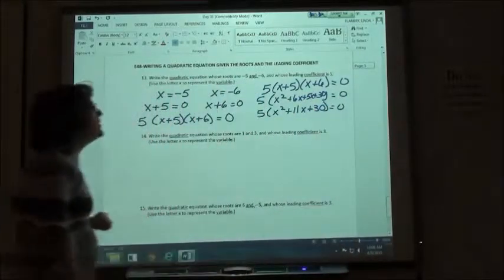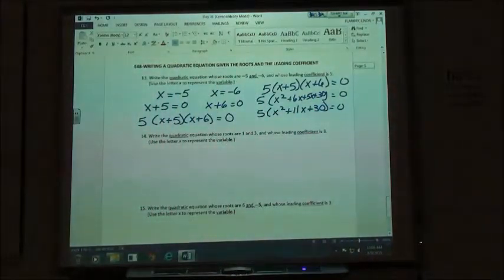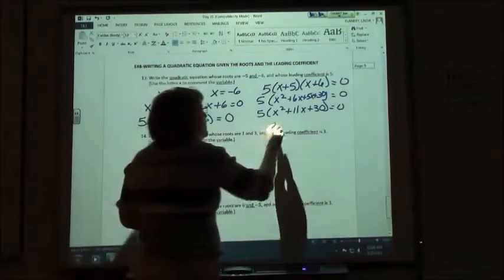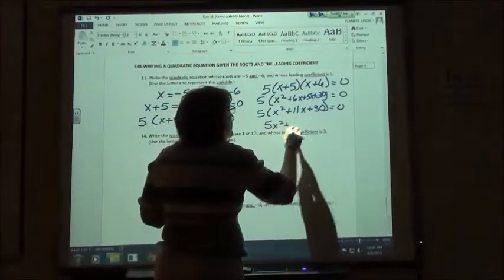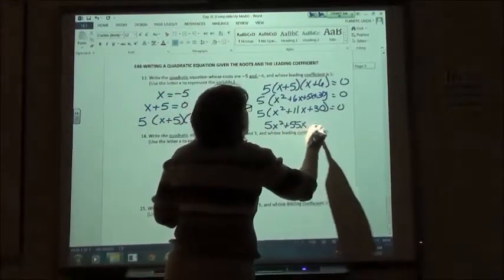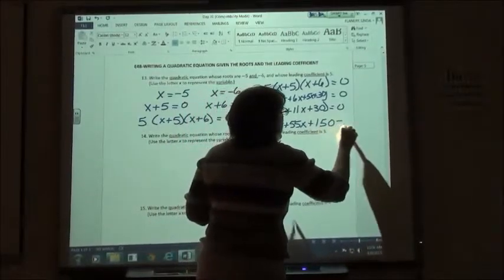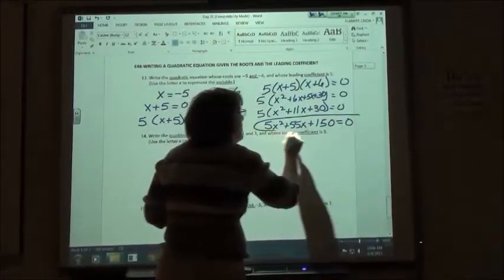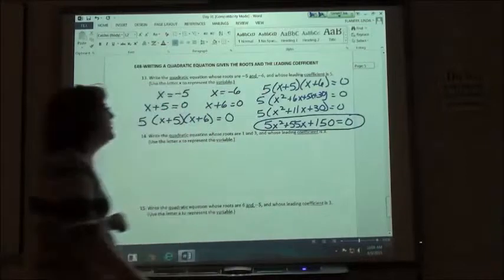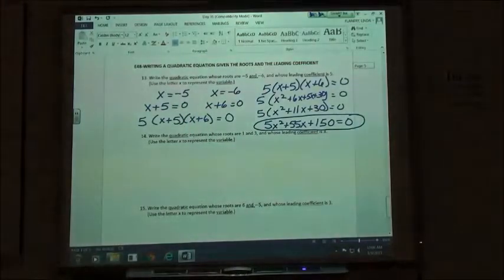Combining my like terms in the middle. Then I'm going to multiply by the 5. So 5x squared plus 55x plus 150 equals 0 is going to be my quadratic equation whose roots, whose answers are -5 and -6, and leading coefficient would be 5.